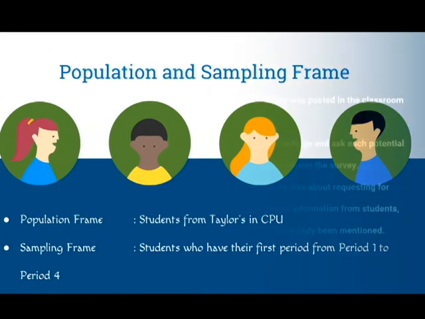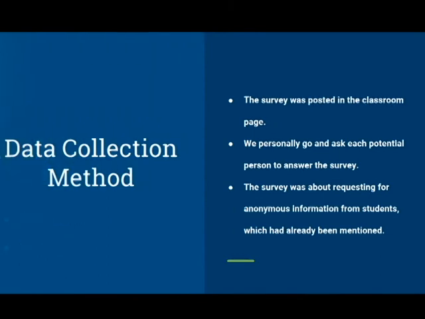For the data collection method, we followed these steps. First off, we posted the survey in our classroom page, and we personally went and asked potential persons to answer the survey, so that we know if a person has period 1, period 4, or any period which is their first period. And the survey is about requesting anonymous information from students, which has already been mentioned.